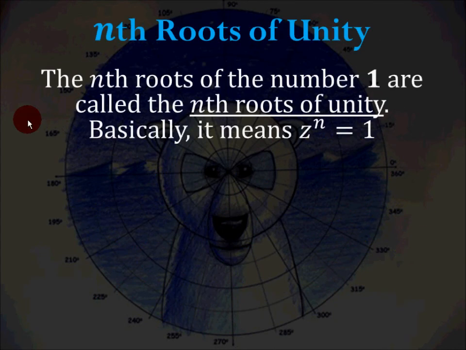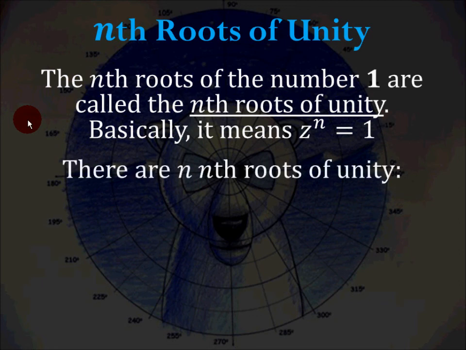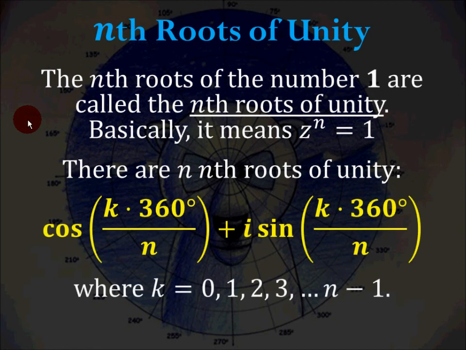The final concept in this section is the nth roots of unity. The nth roots of the number 1 are called the nth roots of unity. Basically, it means z to the n power equals 1. And there are n nth roots of unity. And here's the formula. Now, basically what the nth roots of unity mean is that if you have, say, the 10th roots of unity, you're going to look for the 10 numbers where if you take them to the 10th power, they equal 1. And this formula is derived from de Moivre's theorem.